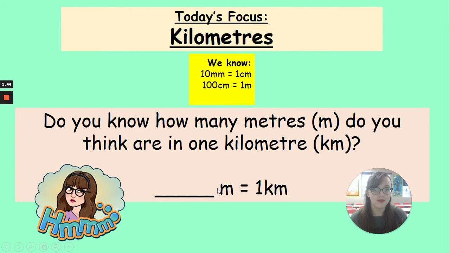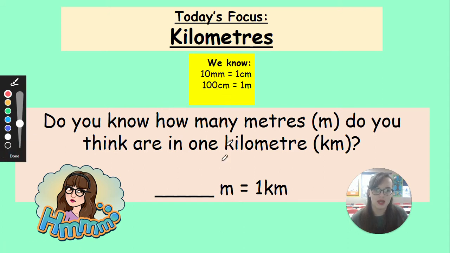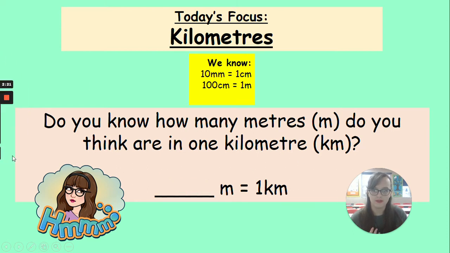So today we're going to learn how many metres there are in a kilometre and how to change metres into kilometres and kilometres into metres. We already know that 10 millimetres is the same as 1 centimetre. We know 100 centimetres is the same as 1 metre. So what do you think? How many metres do you think are going to make 1 kilometre? Can you spot a pattern happening here? We have 10, 100. Next it's going to be 1,000. There are 1,000 metres in 1 kilometre.